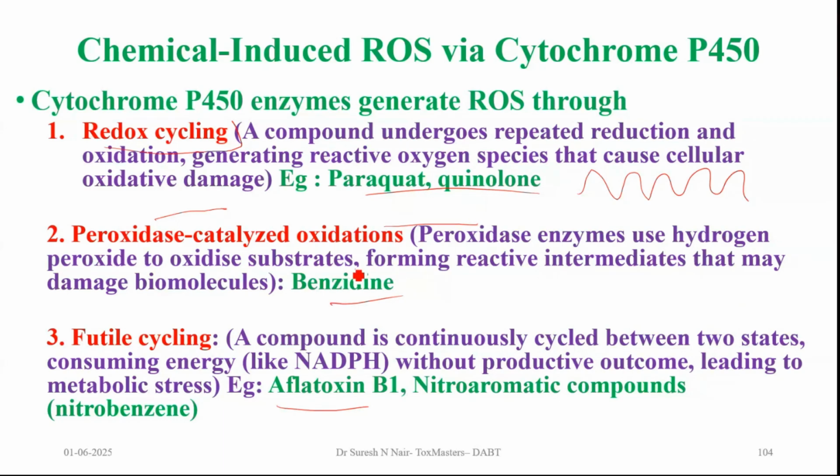Then the next one is the peroxidase-catalyzed oxidations. Peroxidase enzymes use hydrogen peroxide to oxidize the substrate. We have already seen that peroxidase is responsible for converting water to hydrogen peroxide. And molecules like benzidine are capable of activating the peroxidases.